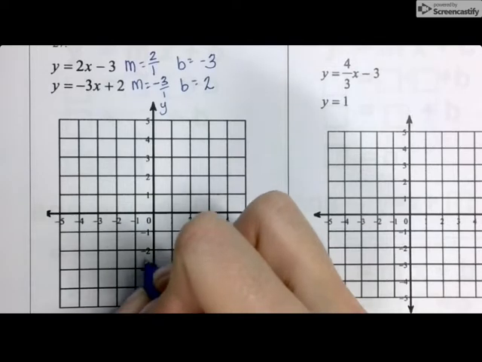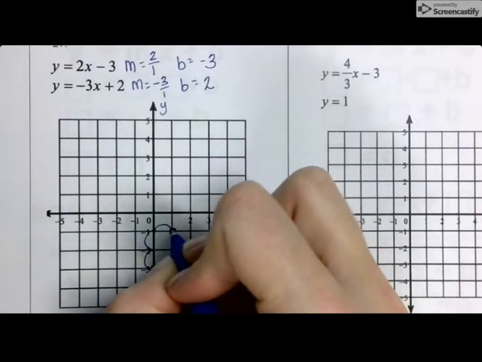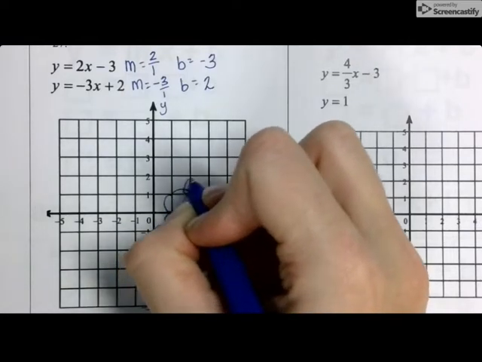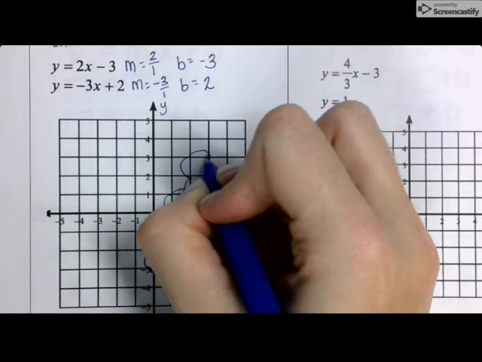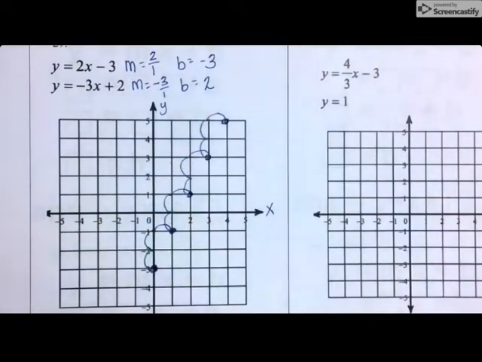From there, I'm going to go up 1, 2, and right 1. Up 2 boxes, right 1 box.